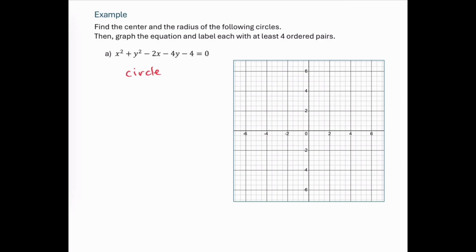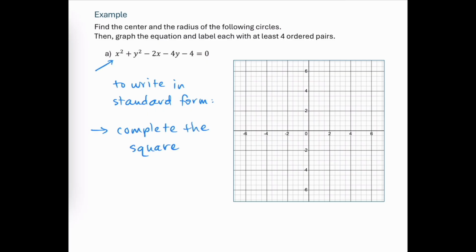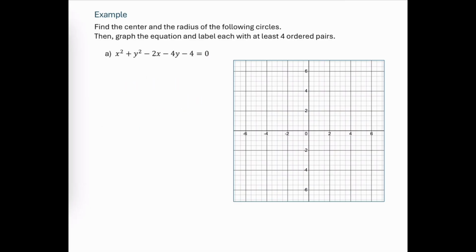Now, in order to write this in standard form, we're going to use a process that we've seen before. We're going to complete the square on both the x terms and the y terms to create perfect square trinomials that factor beautifully into binomials squared. So let's begin. The first thing that we'll do is add the constant term to the other side, essentially just moving it out of the way so that we have plenty of space for completing the square.